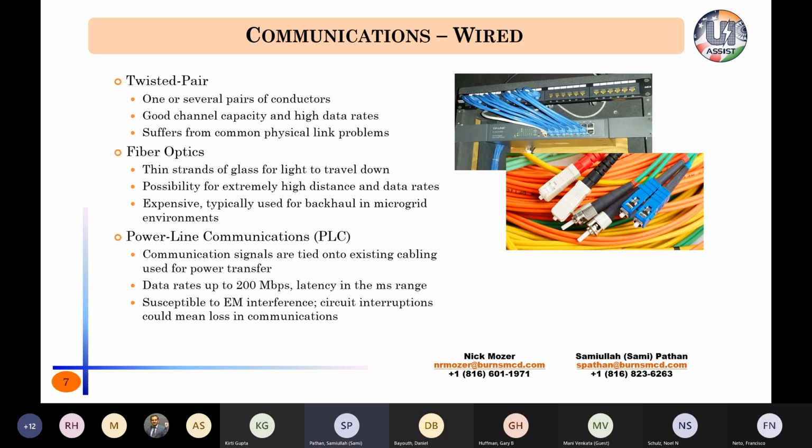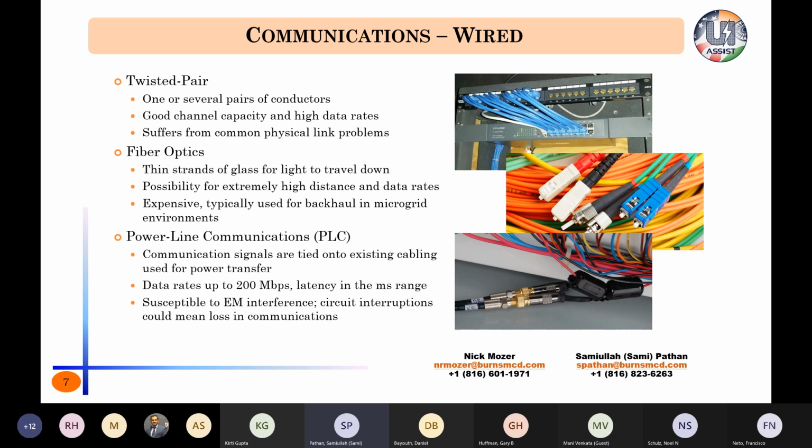And then the final one that I really wanted to touch on here is power line communications, PLC. PLC uses coupling capacitors to tie communication signals onto existing power cabling. As such, it doesn't really need new cable runs between the endpoints, so implementation costs can be quite low, and data rates are also sufficient. They get up to 200 megabits per second. So certainly not as fast as twisted pair or fiber optics, but again, unnecessary for DER applications.